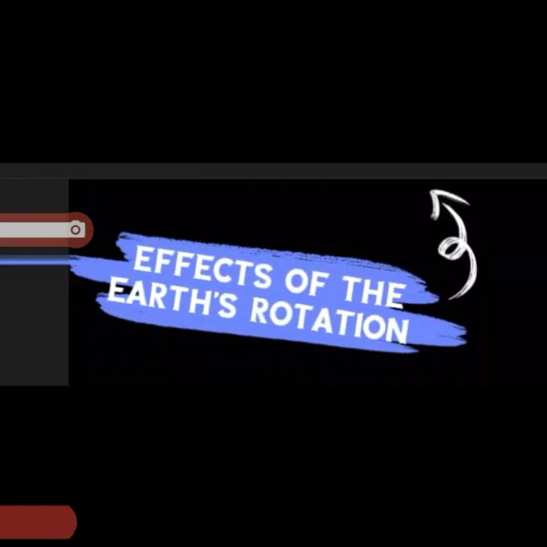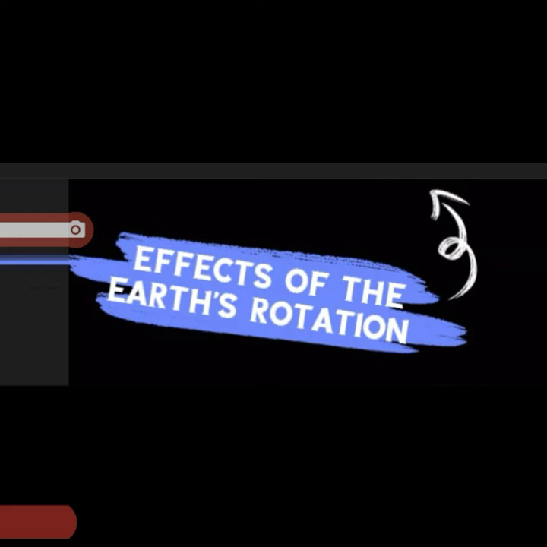Next, we will study the effects of the earth's rotation. Because of this rotation, we are able to live on this earth. Now we will see what will happen if the earth stops its rotation. First thing, one part of the earth would always face the sun. Then there would always be day, and on the opposite side there would always be night.